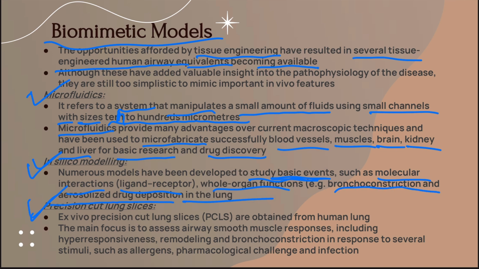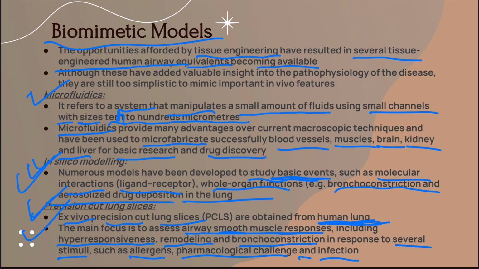And then we have the precision cut lung slices. It is basically ex vivo precision cut lung slices which are obtained from the human lung, and in this the main focus is to assess the airway smooth muscle responses, including hyperresponsiveness, remodeling, that is bronchial remodeling, and bronchoconstriction in response to several stimuli such as the allergens, then we have the drugs, and then infection. So this is about the precision cut lung slices.